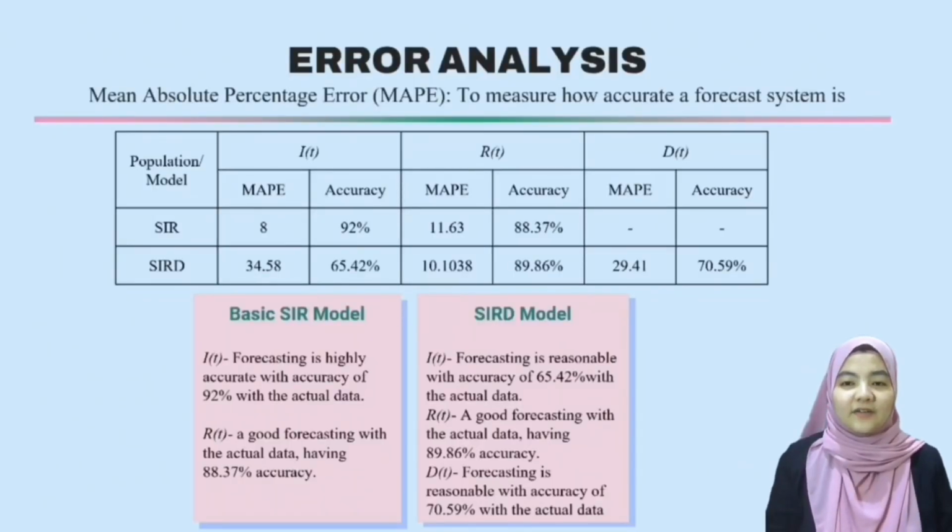We then analyze the error of forecasting for the basic SIR model and the SIRD model. Mean absolute percentage error is used for the calculation to measure how accurate a forecast system is. A smaller value of mean absolute percentage error shows that the model fits the data. Based on the table shown, the basic SIR model provides a highly accurate forecasting with the actual data for the infected population and a good forecasting for the removed population. On the other hand, the SIRD model provides a reasonable forecasting for infected population and death. The value for the recovered population is 10.1038, indicating that the model is a good forecasting model with the actual data.